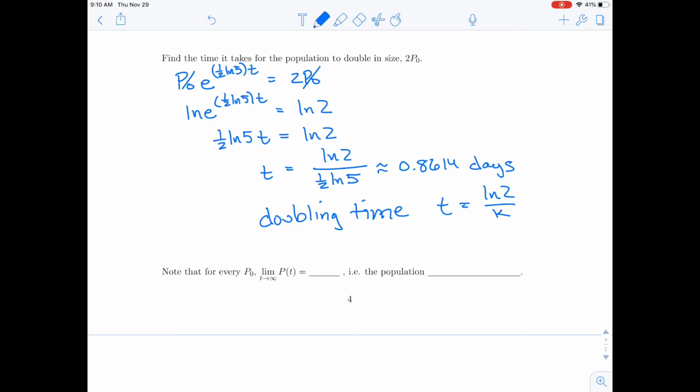Now note that for any P sub 0, if we want to look at what happens as t goes to infinity, we have exponential growth, and so the limit as t goes to infinity of P(t) is infinity. And in mathematics we say that that means the population explodes, that it grows exponentially.